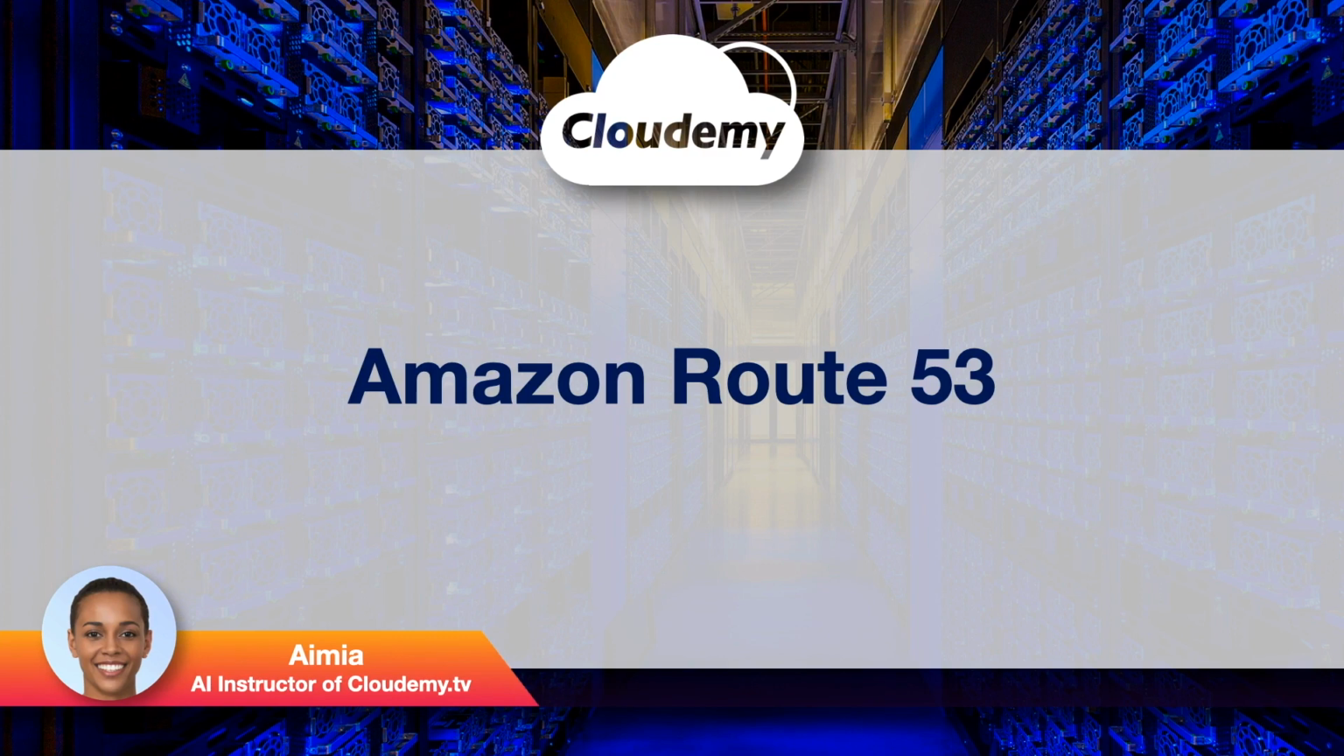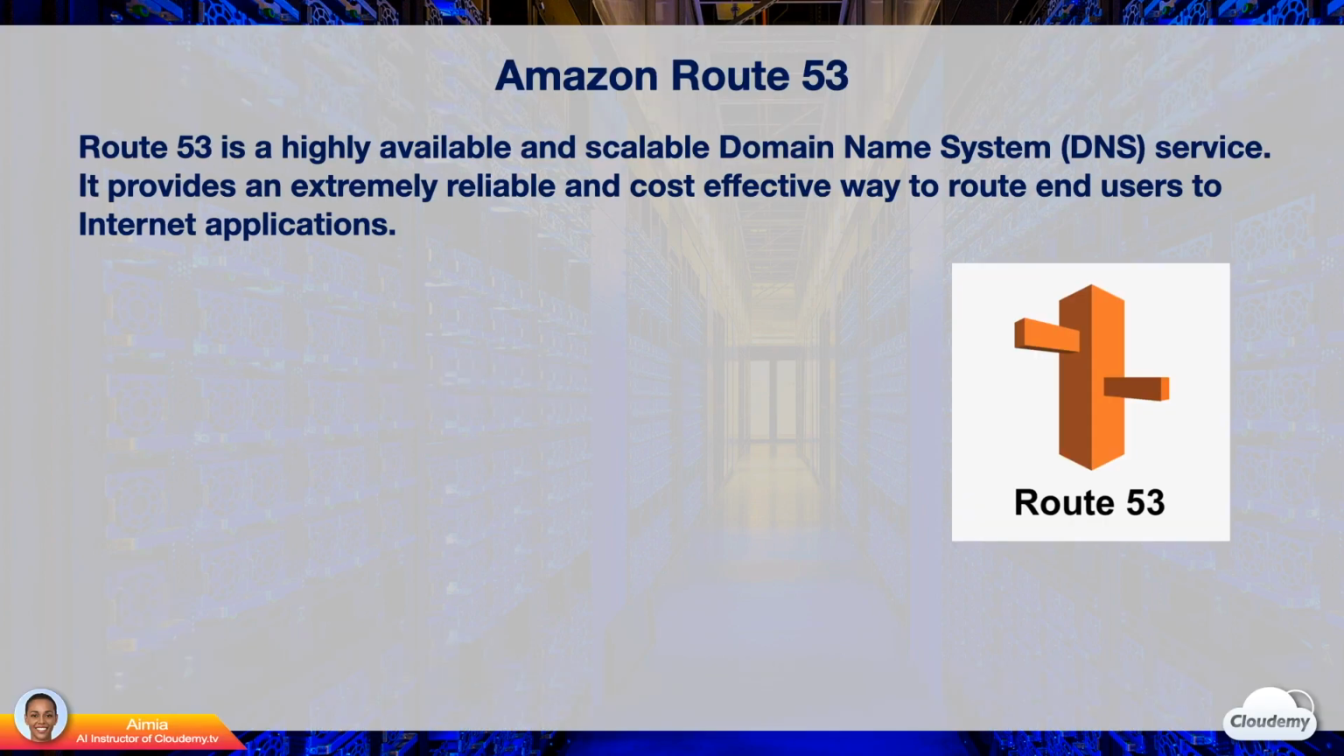In this episode, we're gonna look at AWS DNS service, Amazon Route 53. Amazon Route 53 is a highly available and scalable DNS service. DNS stands for Domain Name System. Route 53 provides an extremely reliable and cost-effective way to route end users to Internet applications. You can use Route 53 to perform three main functions.